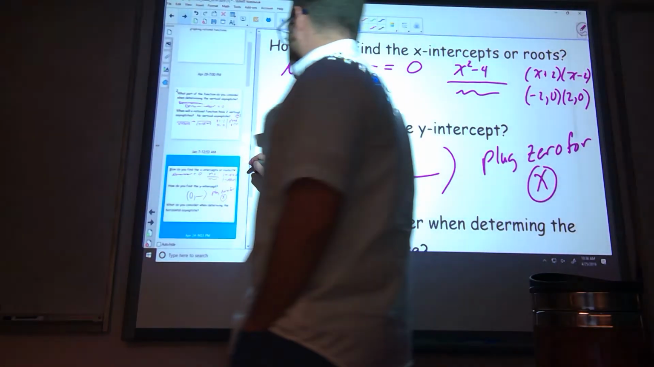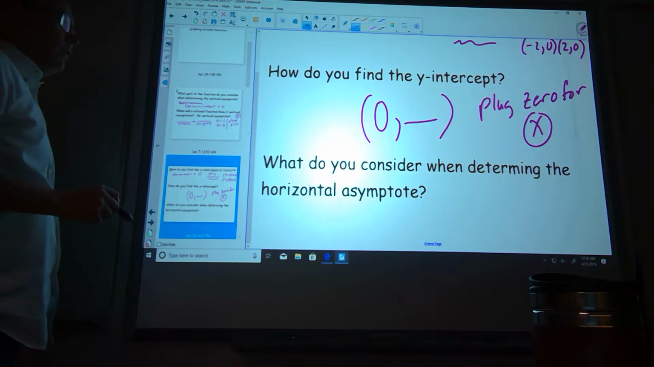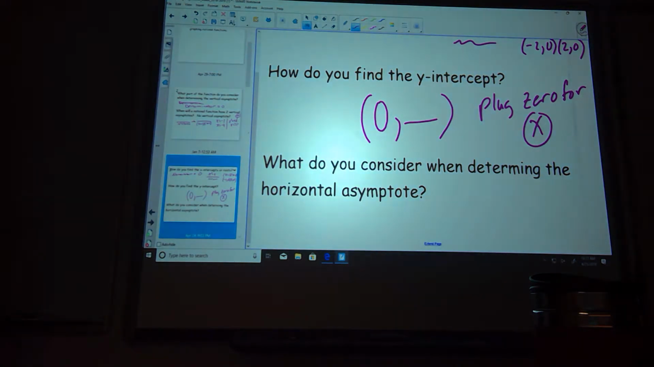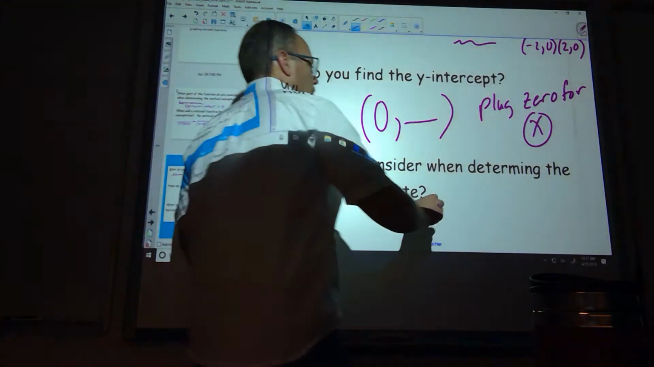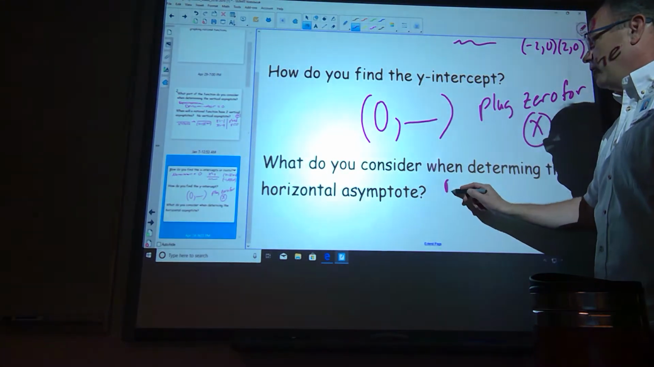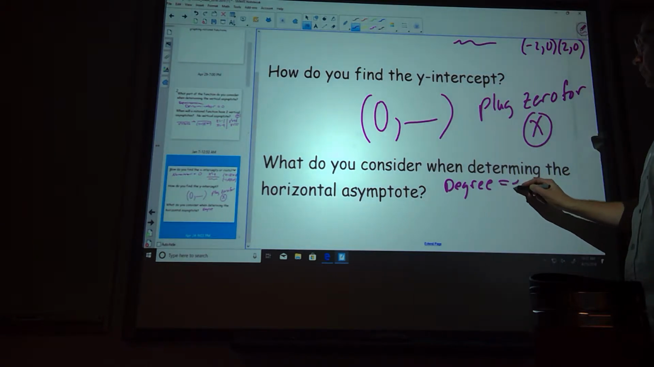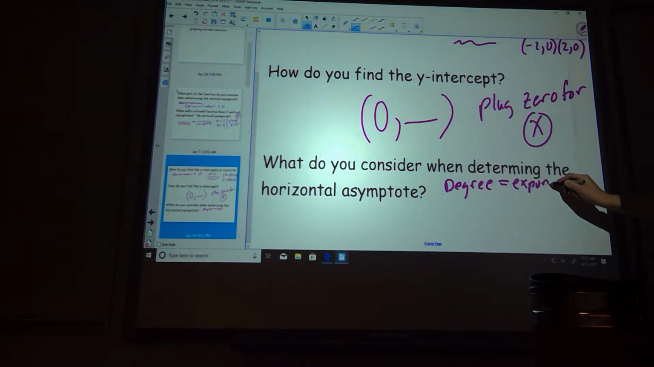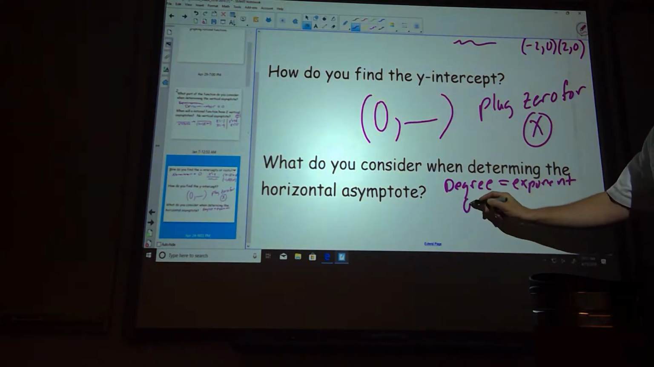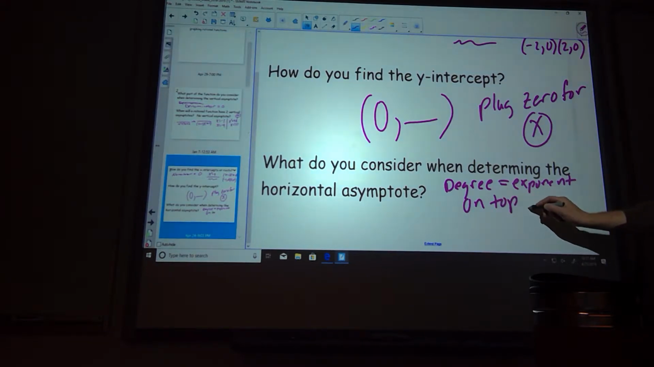And then let's see what this last thing says. What do you consider when determining the horizontal asymptote? Is it bigger on top? What is bigger on top? The exponent on top. So the degree, which is the exponent, on top is larger.